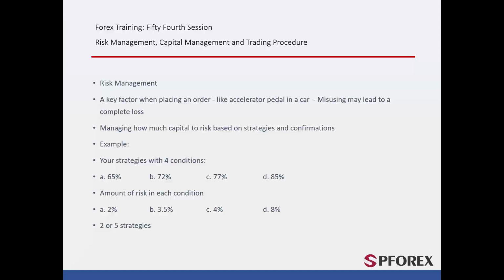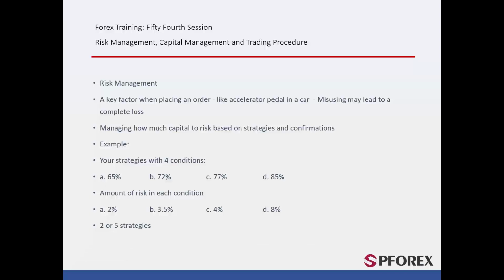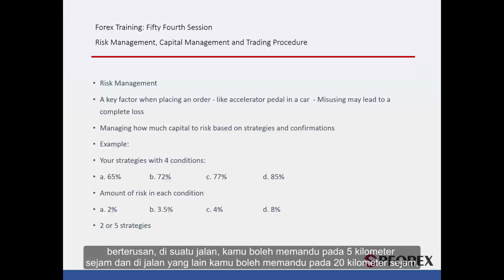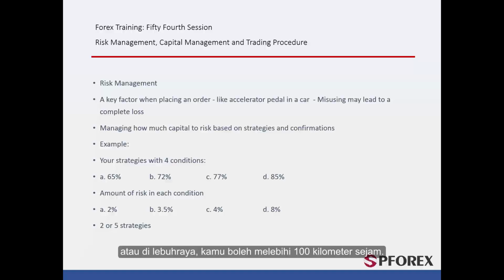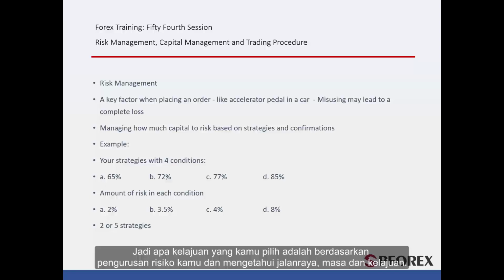For example, it is not possible to drive at a speed of 100 km an hour at all times. In one street, you may drive at 5 km an hour, and in another street, you may drive at 20 km an hour. Or on a motorway, you might be able to go up to 100 km an hour. So what speed you choose is based on your risk management and knowing the road, the time, and the speed.